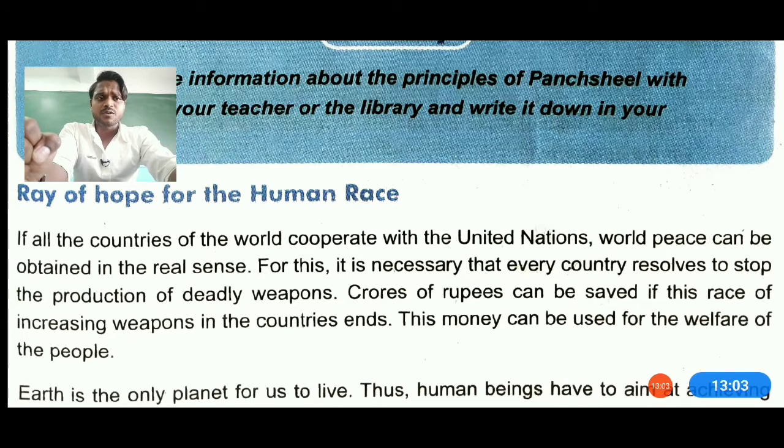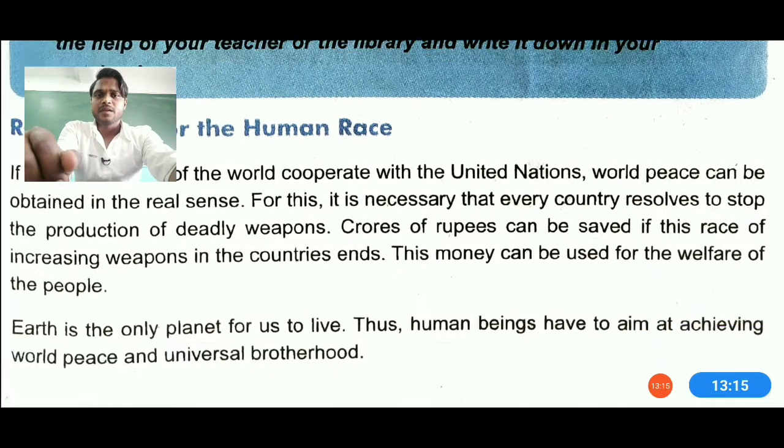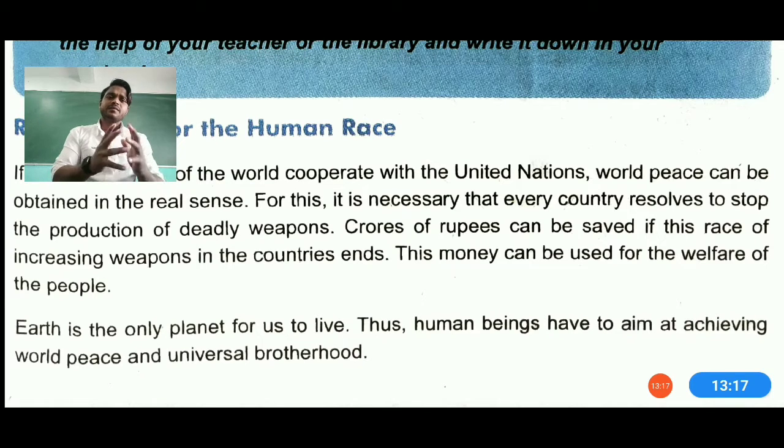So crores and crores of rupees are saved, which are otherwise spent on increasing the weapons in the country. So if money can be used for the welfare of the people, obviously weapons can be set aside. Now Earth is one planet where we need to live. It's a common thing. Thus human beings have to aim to achieve world peace, not the fighting mode, not the war mode, and they should go from world peace to universal brotherhood.